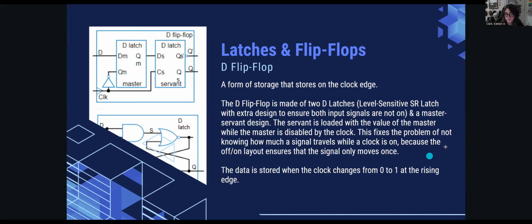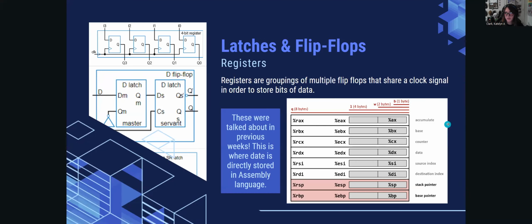Okay. So next we're going to talk about registers, because registers are just groupings of multiple flip-flops that share a clock signal. So you can see in this diagram here, here's one clock. It gets fed into all of them. And now it can store 4 bits.